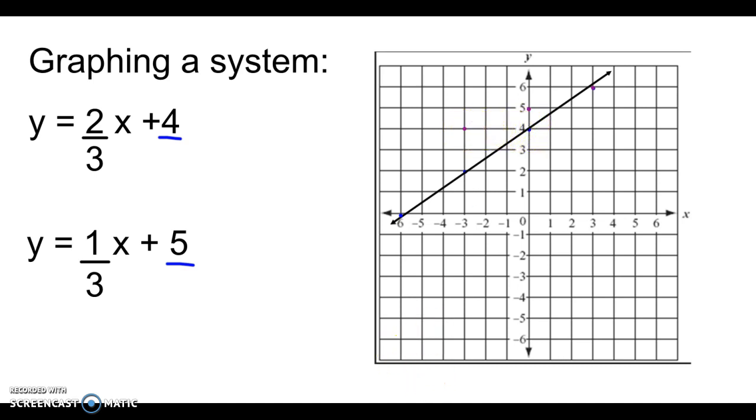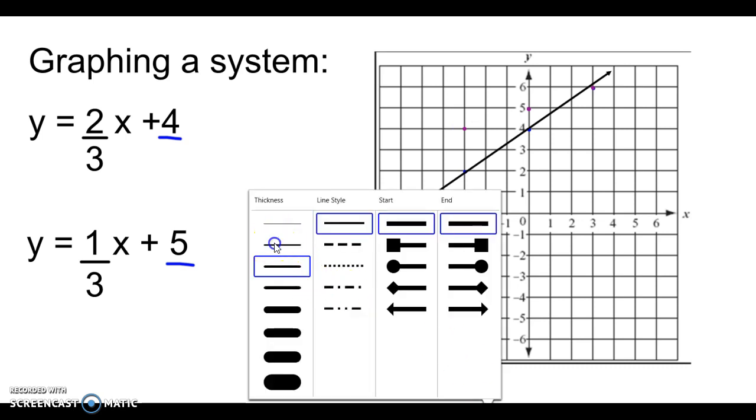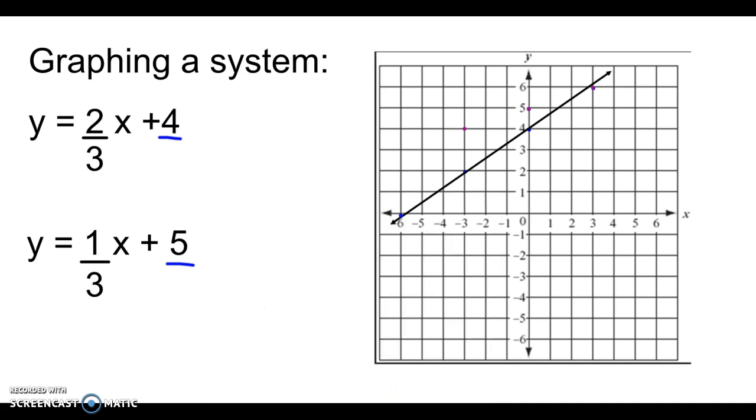And then once you have those 3 points, especially since we found the point where the lines intersect, we can go ahead and connect our points to make our straight line. So let's go ahead and do that now.